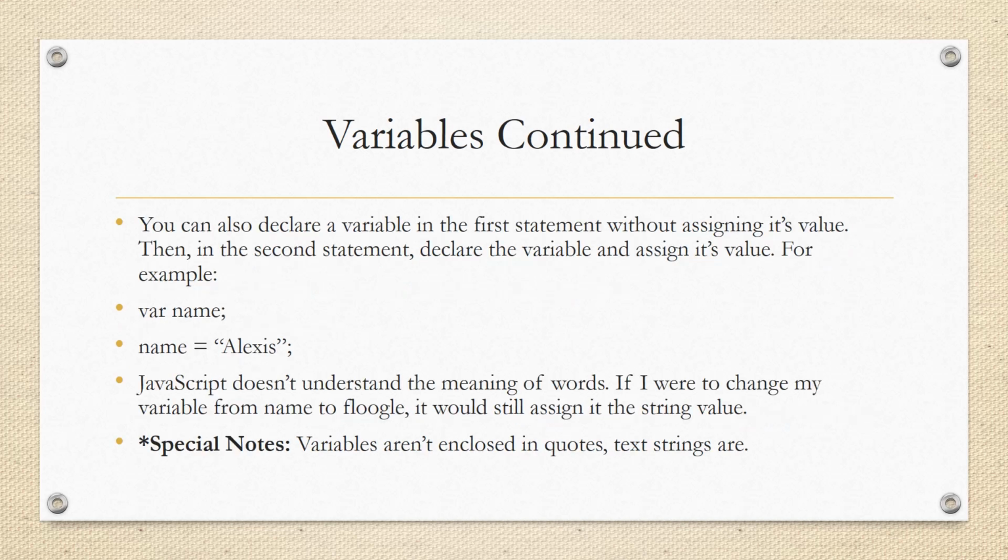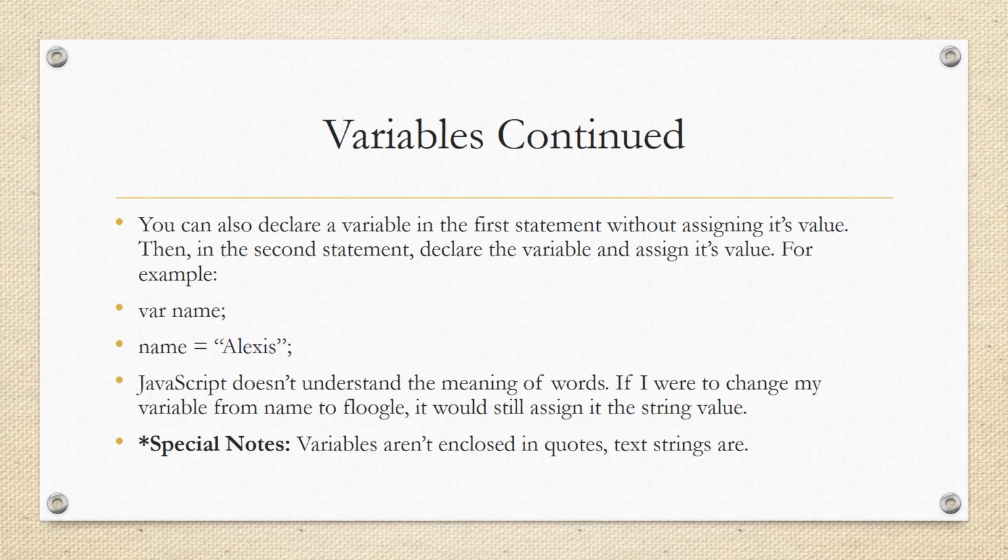All right, you can also declare a variable in the first statement without assigning its value. Then in the second statement, assign its value. For example, var name, don't give it a string. Name equals string. So you declared the variable above, and then you use the variable down below on the second line to create a string.